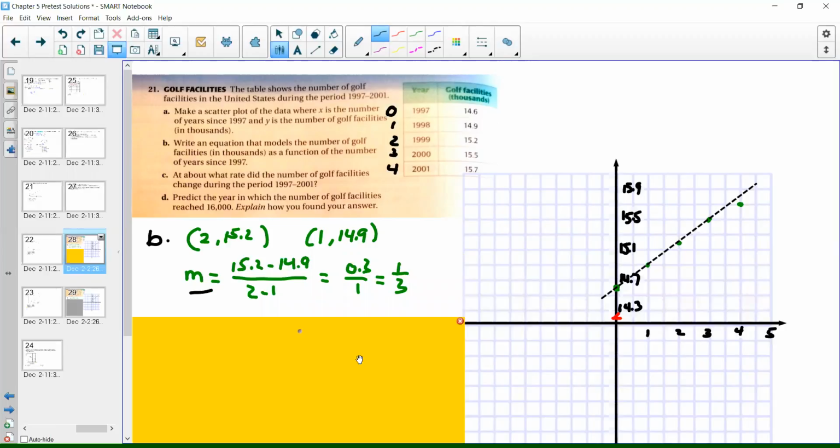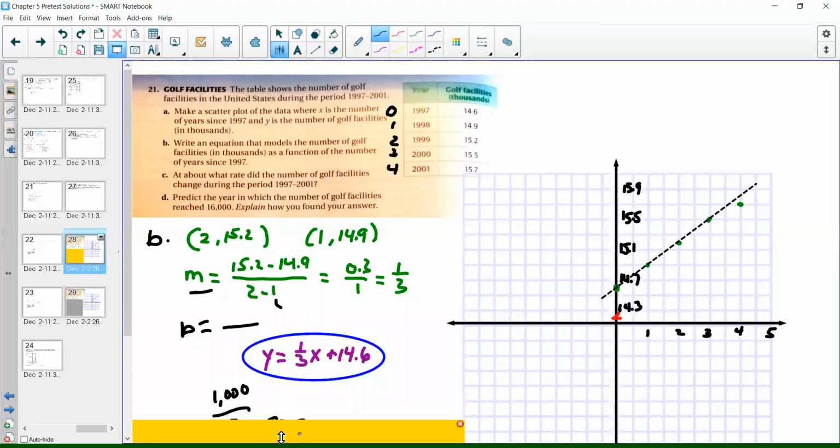All right, so B is write an equation that models the number. So I've got M, and then since I made 1997 year 0, I know what my y-intercept is. It's 14.6, okay? So my equation would be y is equal to 1/3 x plus 14.6, or 14,600.